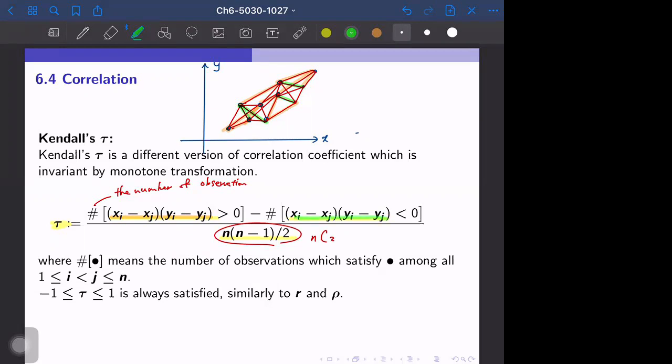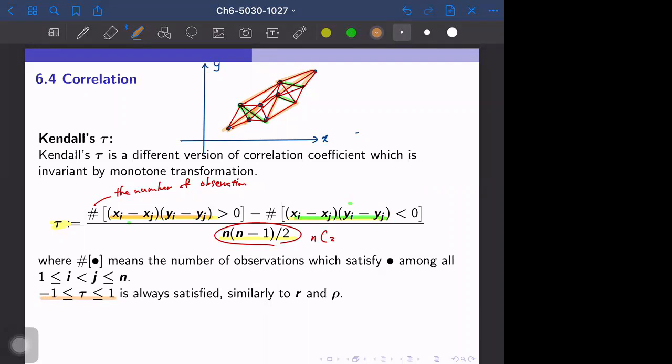So if positive relationship overall, then this tau is positive and otherwise negative. And the total number of combinations, the total number of pairs, is n times n minus 1 over 2. So if everything satisfies the first condition, then tau is 1. If everything satisfies this second condition, then tau is negative 1. So the tau is between positive 1 and negative 1. Yeah, so this is the definition for tau.